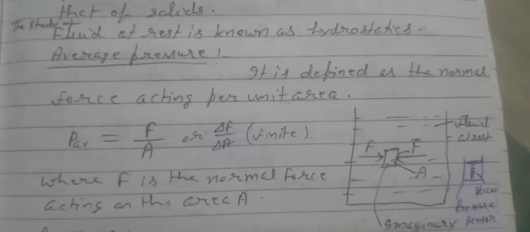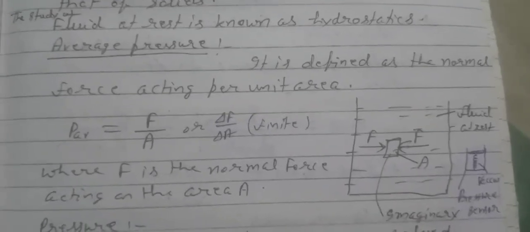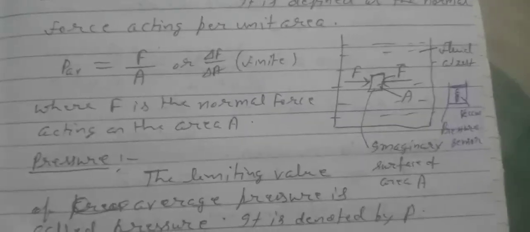Average pressure. It is defined as the normal force acting per unit area. P average equals F by A, or delta F by delta A for a finite value, where F is the normal force acting on the area.